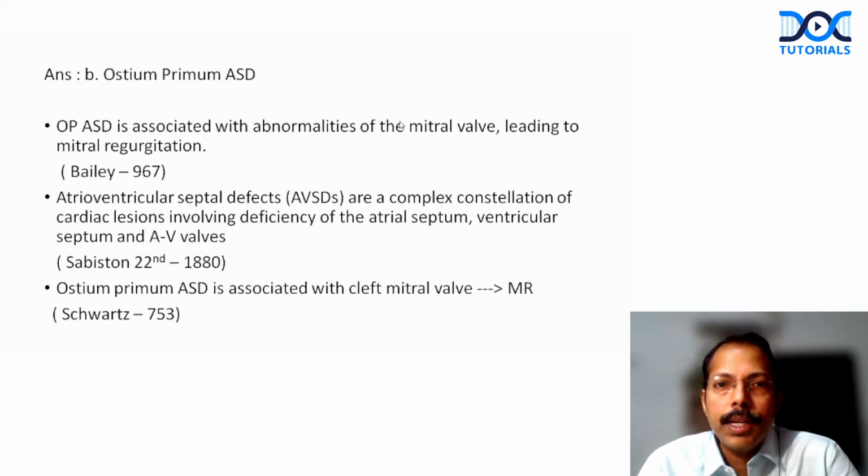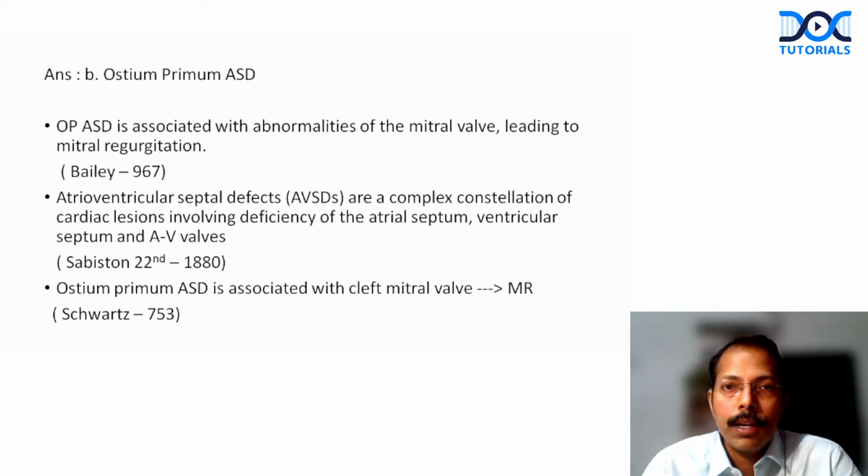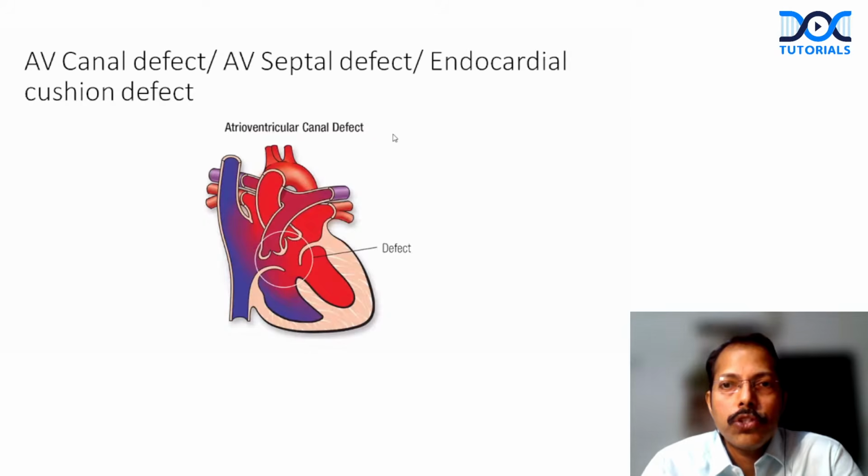Ostium primum ASD is associated with abnormalities like the mitral valve cleft leading to mitral regurgitation. It is given typically in your recent Bailey. And in the new edition of Sabiston, it has been clearly mentioned that AV canal defects or AV septal defects are a complex constellation of cardiac lesions involving deficiency of the atrial septum, ventricular septum, and AV valves. So it is associated with ostium primum defect. In Schwartz also, it is clearly given that ostium primum ASD is associated with cleft mitral valve, in turn producing mitral regurgitation. So it has been discussed plenty of times in our classes, and the right answer is ostium primum defect.